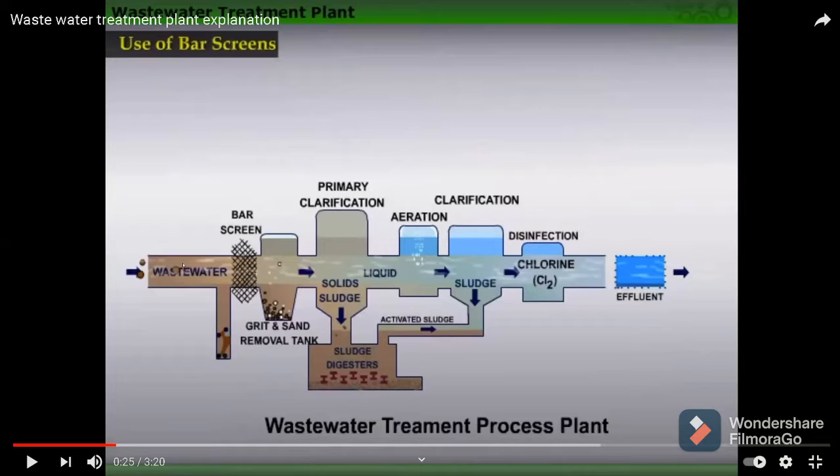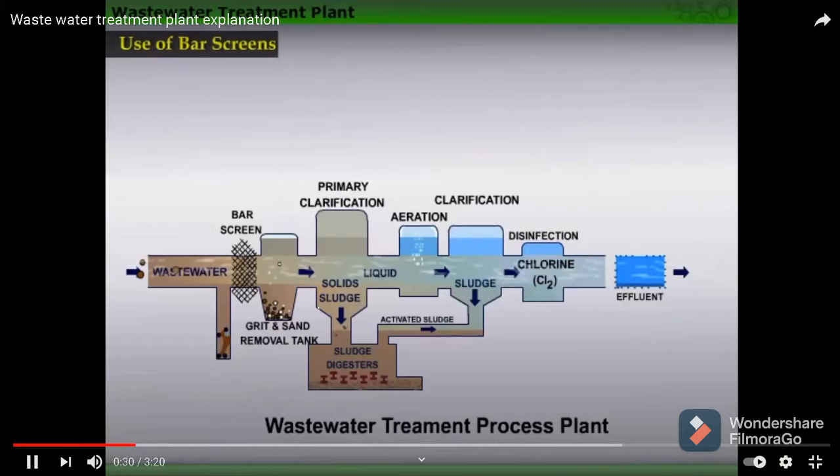In the grit and sand removal tank, the grit, sand and pebbles settle down. In this second step the speed of water is slow, so that the sand and grit settle down; a sedimentation process takes place. Then the water goes to the third stage, the clarifier. You are seeing that it is sloped at the end.